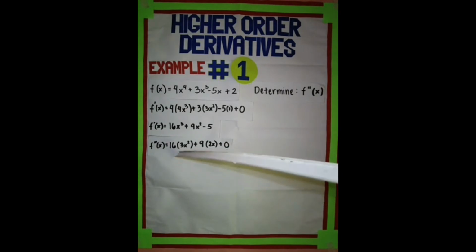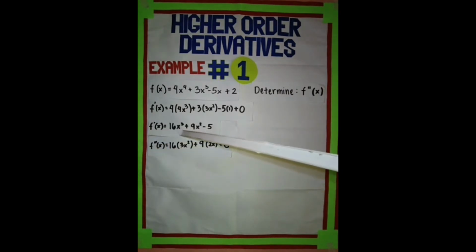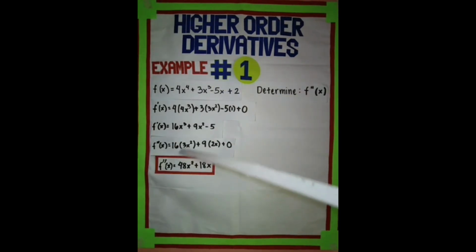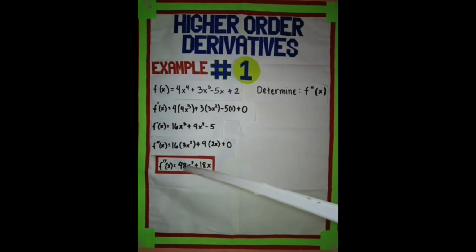So the next step is to find the second higher derivative. 16 times the derivative of x cubed, which is 3x squared, plus 9 times the derivative of x squared, which is 2x, plus the constant number, which is equal to 0. So next, 16 times 3x squared is equal to 48x squared, plus 9 times 2x is equal to 18x. So that is our final answer.